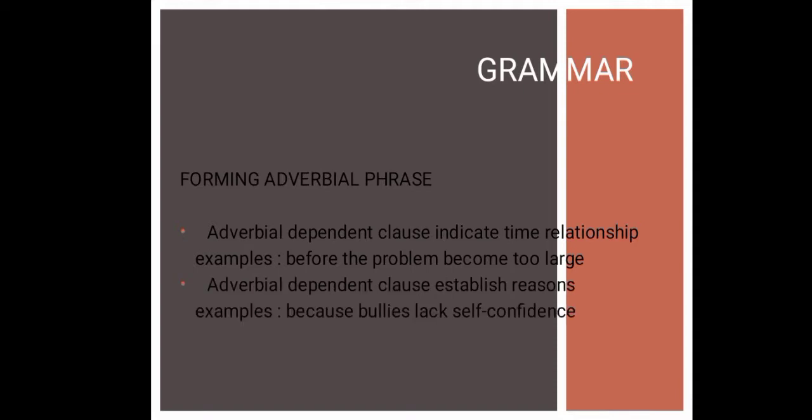Dependent clause yang lain menetapkan alasan atau kondisi yang berkaitan dengan independent clause. For example, because bullies lack self-confidence. If bullies are identified quickly.